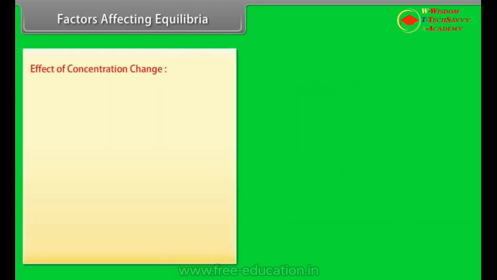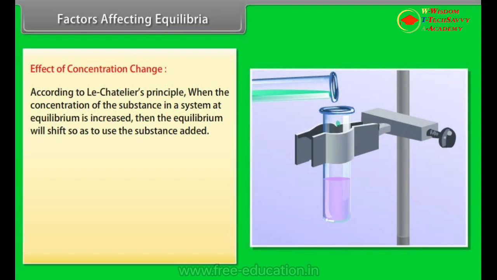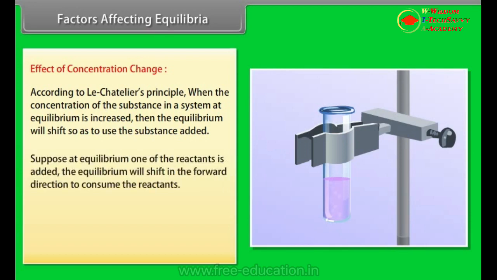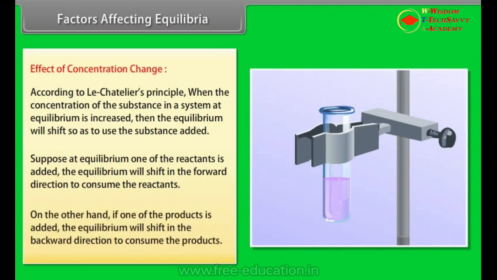Effect of concentration change. According to Le Chatelier's principle, when the concentration of a substance in a system at equilibrium is increased, the equilibrium will shift so as to use up the substance added. Suppose at equilibrium, one of the reactants is added. The equilibrium will shift in the forward direction to consume the reactants. On the other hand, if one of the products is added, the equilibrium will shift in the backward direction to consume the products.